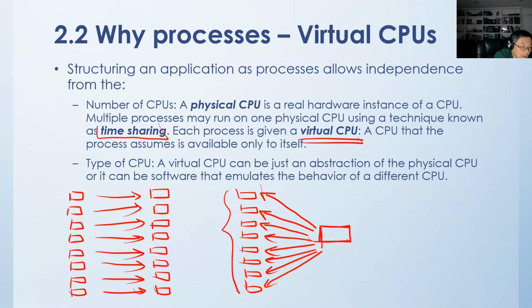Now, the virtual CPU can be just an abstraction of the physical CPU, or it can be software that emulates the behavior of different CPUs. So basically, you can give people some kind of illusion that you have multiple CPUs running on the computer system, but at the very bottom, there's only one CPU.